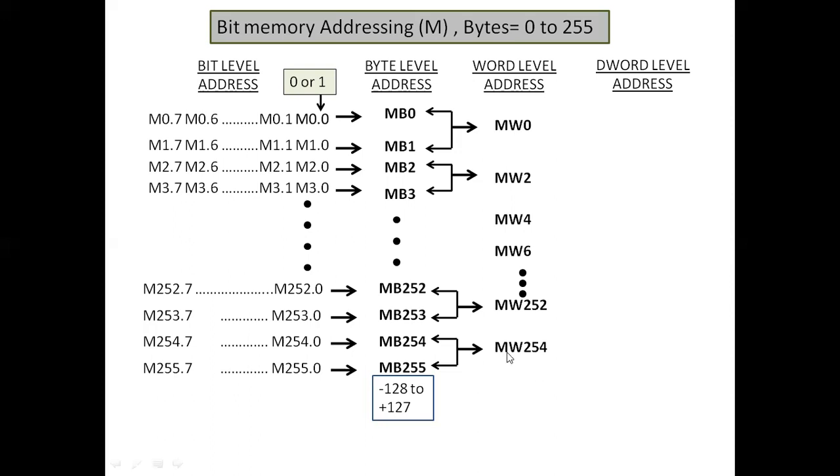Now, it goes up to MW254. In this, you can store up to minus 32768 to plus 32767. So this much of value only I can store here. Now, if I'm having value more than this, like 40,000, 50,000, like that.